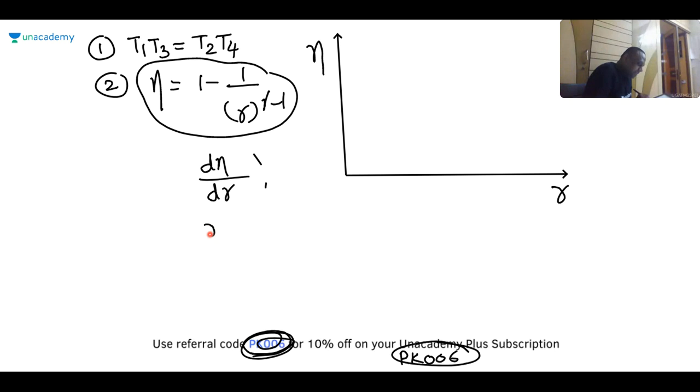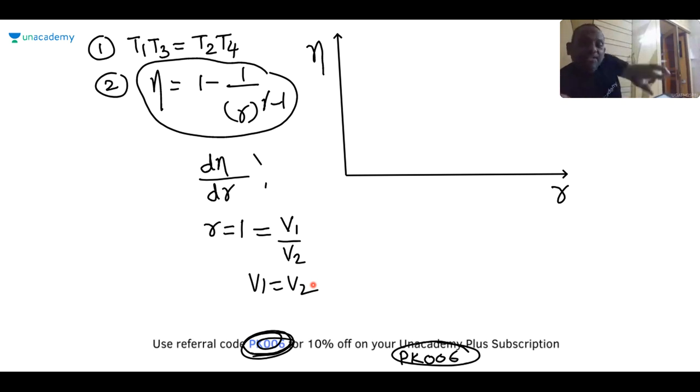Let us take r equal to 1. What do you mean by r equal to 1? R is nothing but the volume before compression to the volume after compression, so V1 is equal to V2. What does this mean? No compression has taken place. When no compression has taken place, no expansion will take place. When no expansion takes place, no work will be obtained. When no work is obtained, efficiency will be zero.